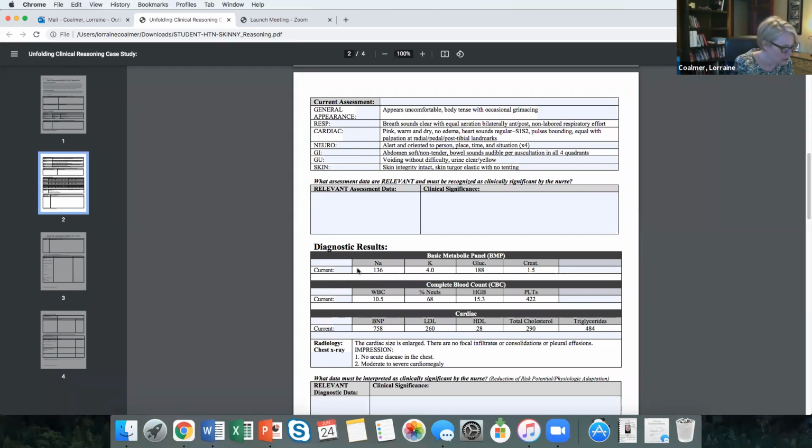Assessment-wise, okay? So tell me what is relevant out of that assessment. Bounding pulse. There you go. Bounding pulses, right?